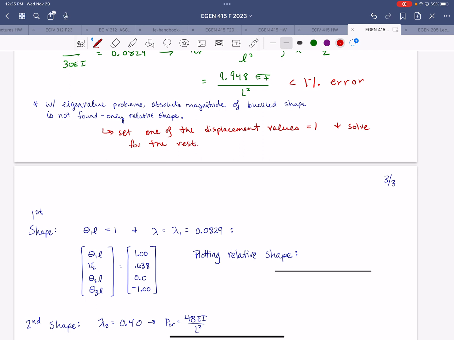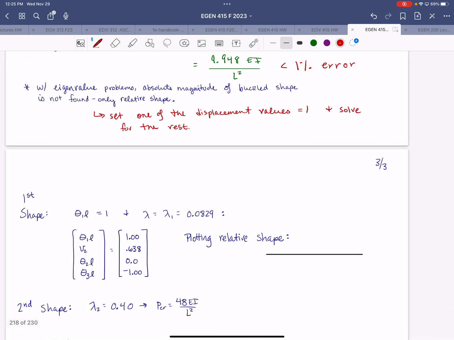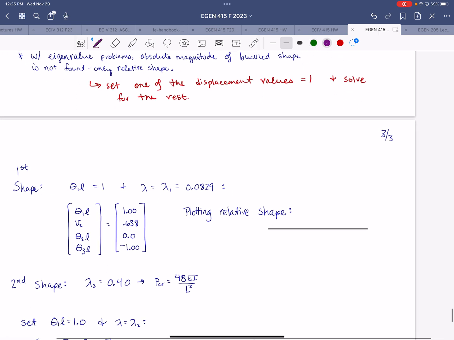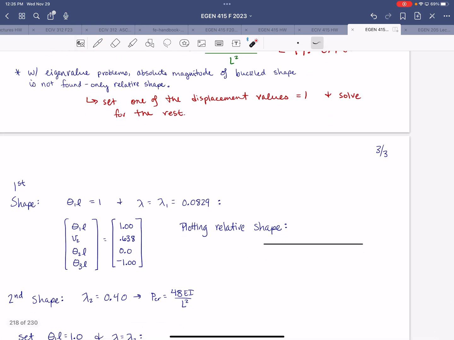It's common practice, and my preference, to normalize it so that the largest displacement is equal to 1 in your deflected shape, but you don't necessarily have to do it that way. So the first shape, we'll say, is normalized with respect to the rotation on one end. If we say that theta 1L is equal to 1, using our first eigenvalue, then the results that we would obtain for the remaining displacements are shown here.